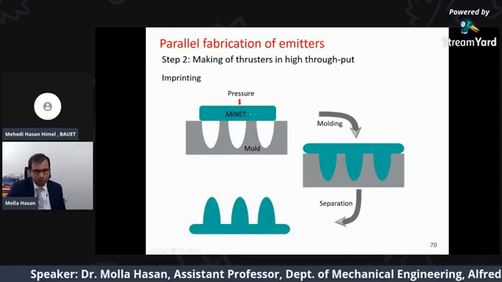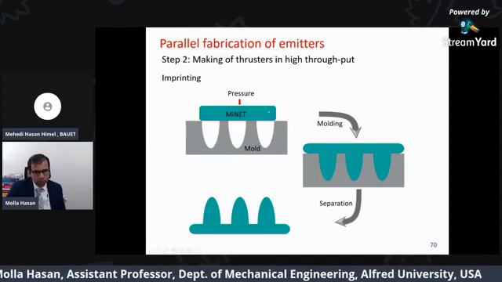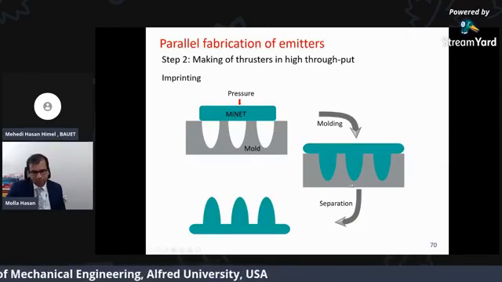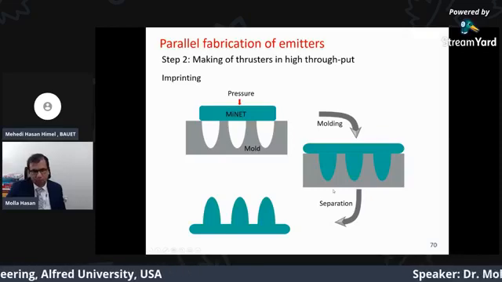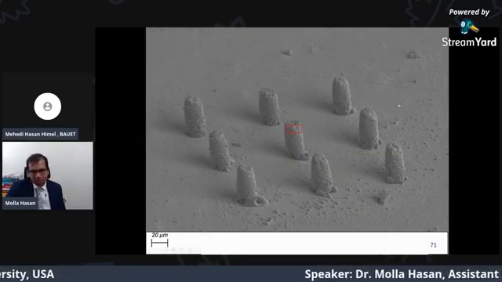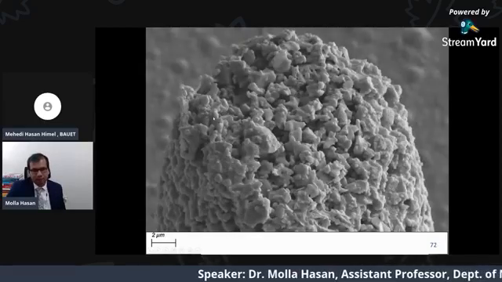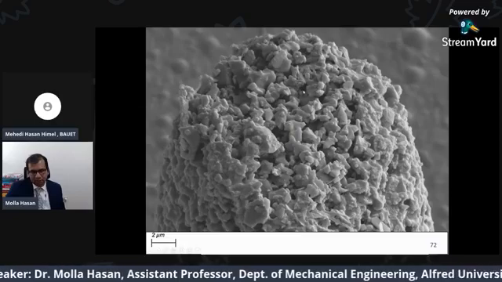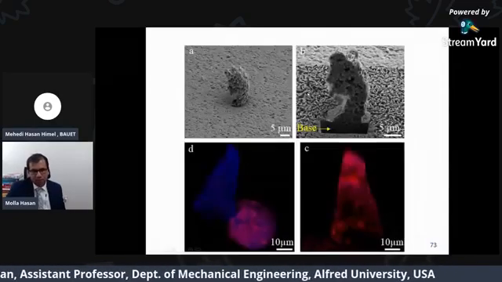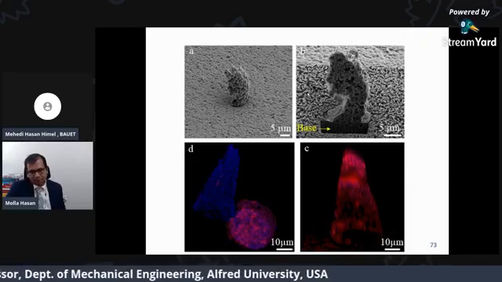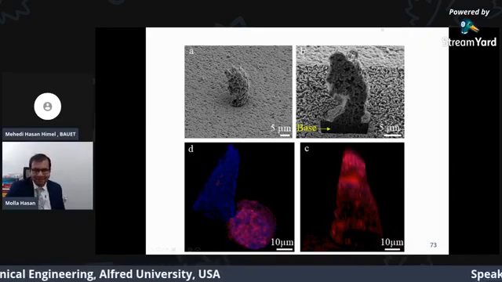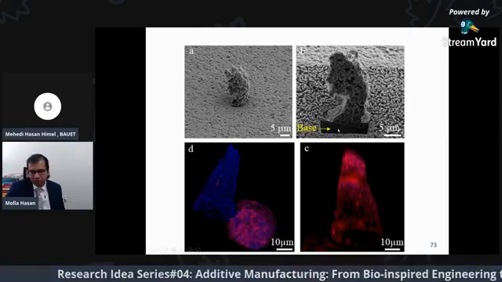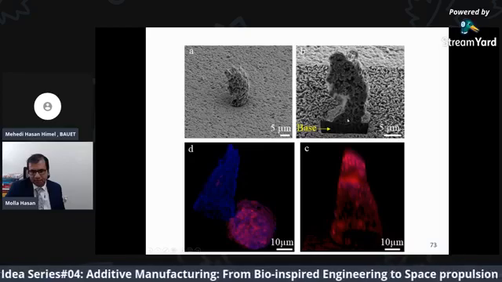We press this paste into this mold, and it gets cured, it gets solidified. Then we get rid of the mold, and these are my thrusters. If you see, this is the tip, and this is the port. Basically, the liquid will come from these pores. And we did some FIB study, and we cut a single thruster. We saw the morphology, the base and the pillars are the same.